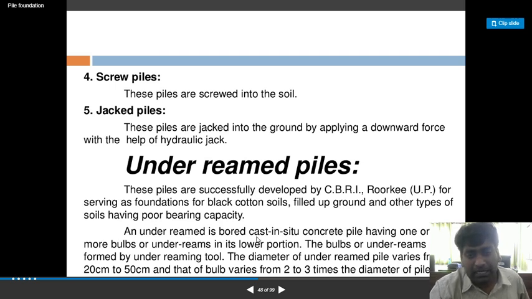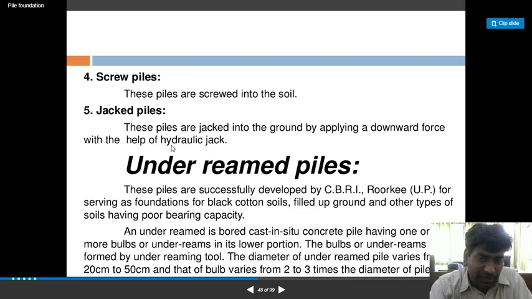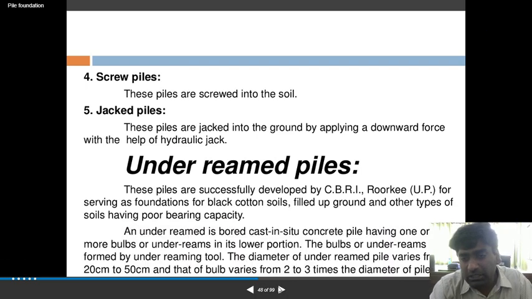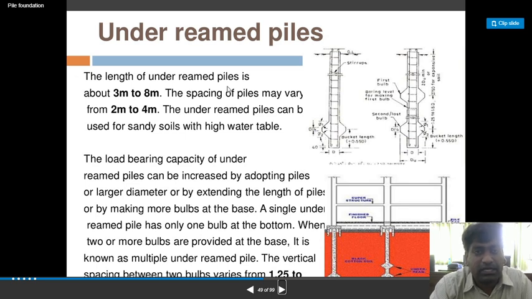An under-reamed pile is a bored cast in situ concrete pile having one or more bulbs or under-reams in its lower portion. The bulbs or under-reams are formed by an under-reaming tool. The diameter of the under-reamed piles varies from 20 cm to 50 cm, and that of the bulb varies from 2 to 3 times the diameter of the pile. Under-reamed piles. The length of the under-reamed piles is about 3 to 8 meters. The spacing of the piles may vary from 2 to 4 meters.